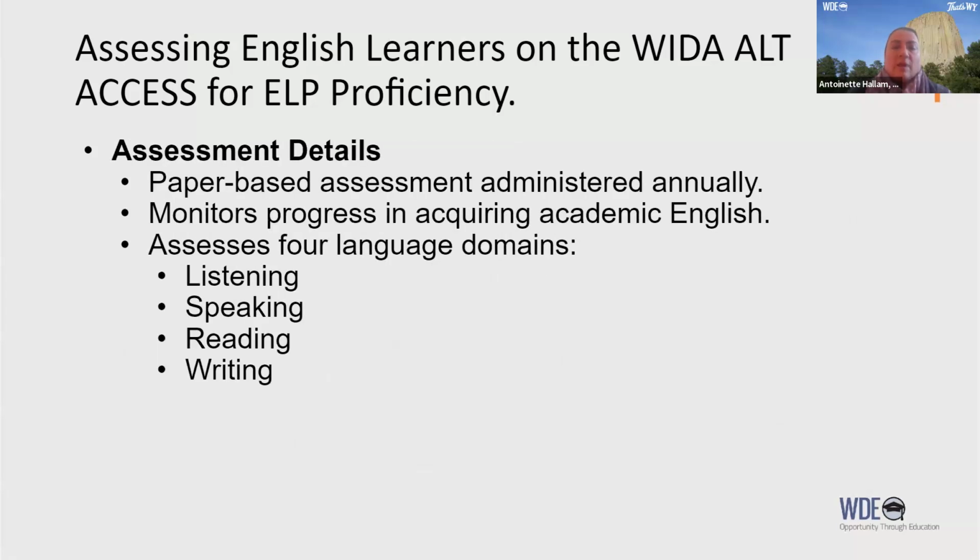The Alt Access for ELLs is an annual paper-based assessment, which helps educators monitor progress for students in acquiring academic English. It evaluates students across the 4 key language domains of listening, speaking, reading, and writing, providing a comprehensive view of their language development.